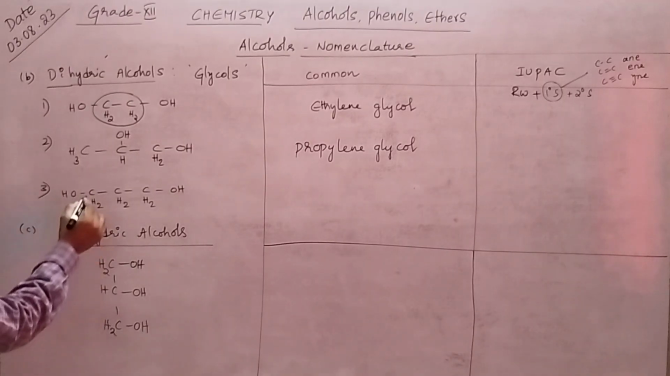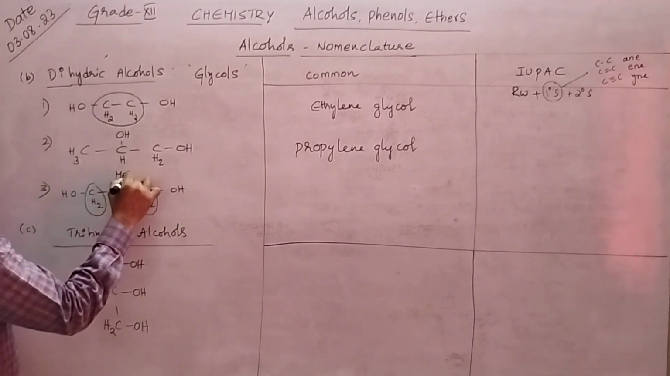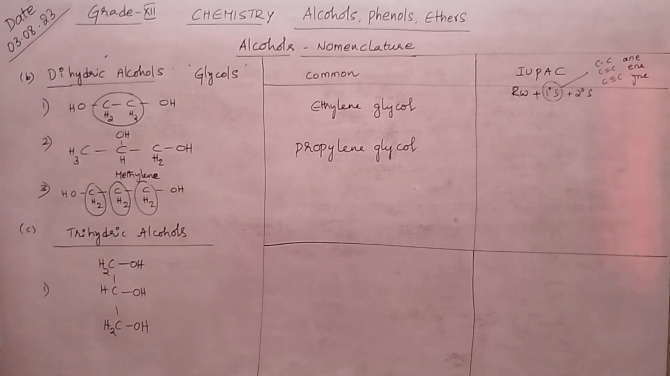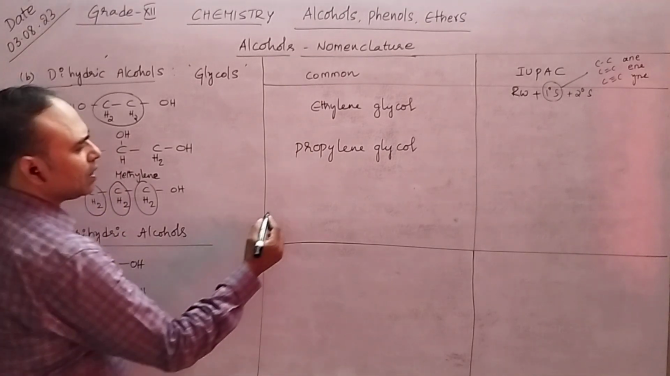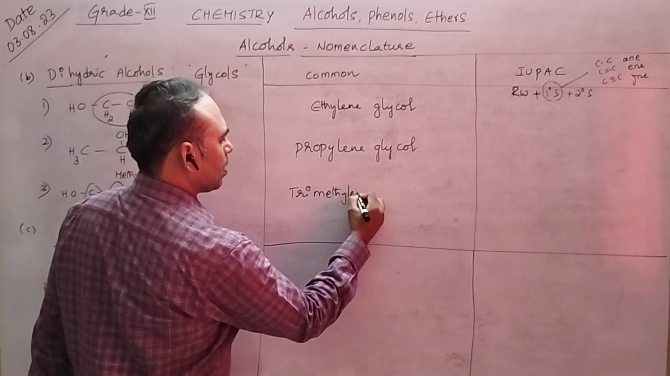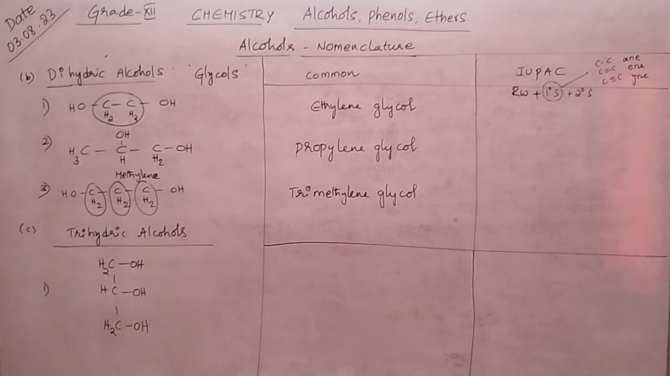Now I'll take this. CH2 group is known as methylene, so we are aware of this. Methylene group. When we were talking about, for example, homologous series, there we come across the methylene group. How many are there? 3 are there. Therefore we can write it as trimethylene glycol. Depending upon the number of carbons, we have written like this.